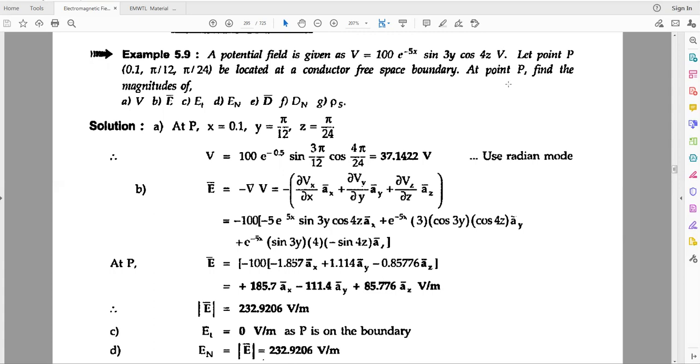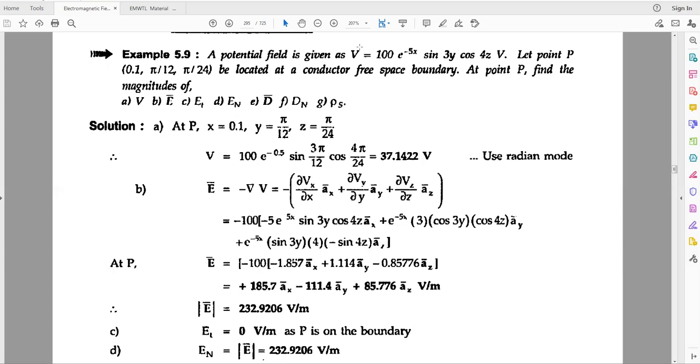Find the magnitudes of voltage, electric field E bar, and the E suffix T and En. What does the E suffix T mean? Tangential component. En is a normal component, and also the D bar electric flux, and Dn is nothing but the normal electric flux normal to the direction, and rho is the surface charge density.